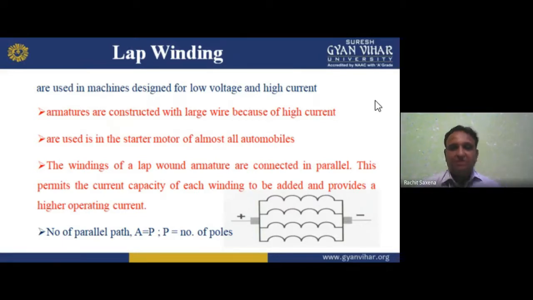In the lap winding, the armature paths are connected in parallel. That is why the current increases, but the voltage is the same, that is low. This permits the current capacity of each winding to be added and provides a high operating current. In this, the number of parallel paths, A, equals P. If I am talking about the parallel paths, A is always equal to the number of poles we have. Parallel connection means high current and low voltage.